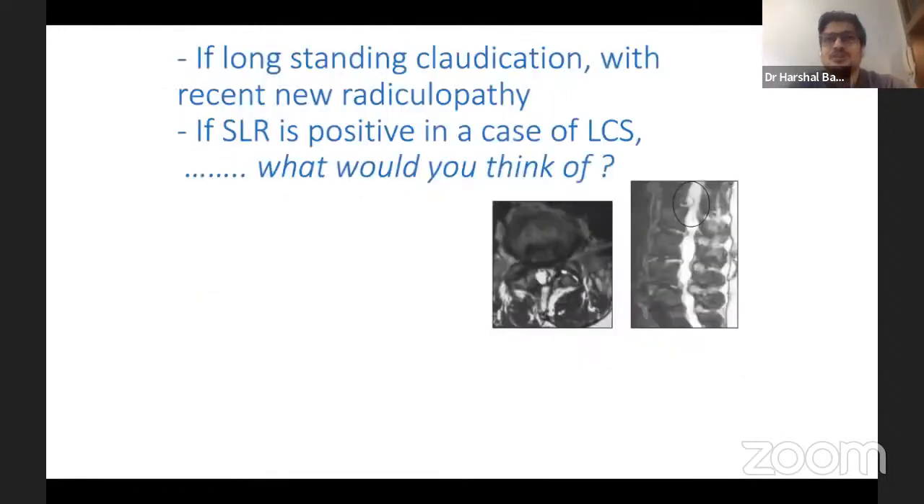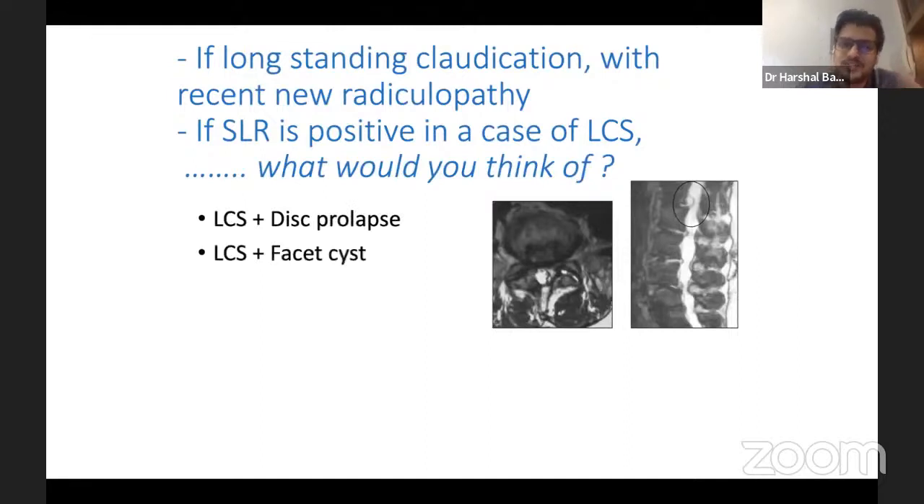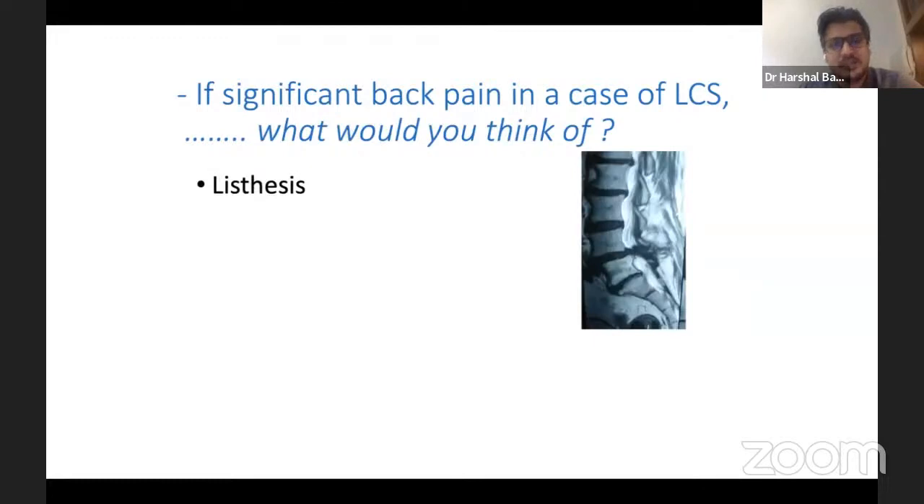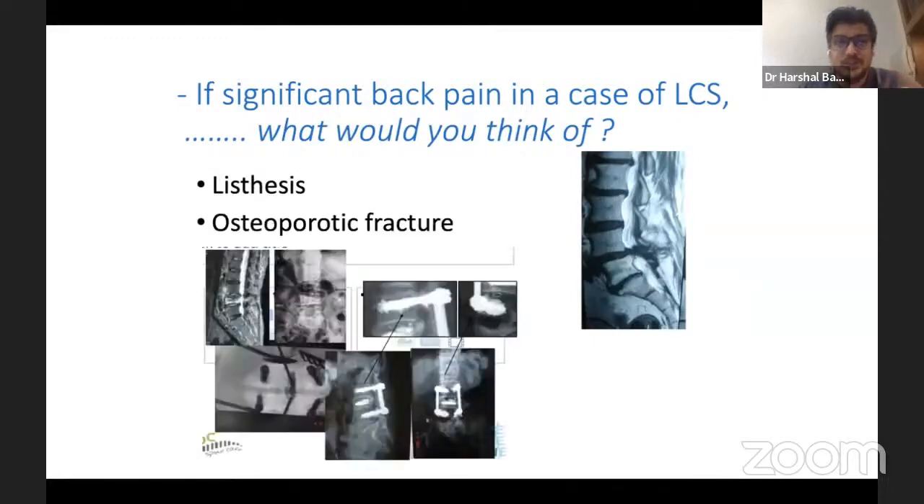There are some scenarios which commonly present, like classical presentation will not always be there, and an LCS person may present with a severe radicular pain, and we should know when there is a positive SLR, what can be the associated cause. So the two most common causes when there is a radicular pain is LCS with disc prolapse, acute and chronic presentation, or LCS with facet cyst. Sometimes there's a significant back pain, and the two main causes for back pain, one is listhesis or instability, and the other one is a fracture, because these patients are typically in the 5th, 6th, or 7th decade of their life, and a significant osteoporosis is always there.